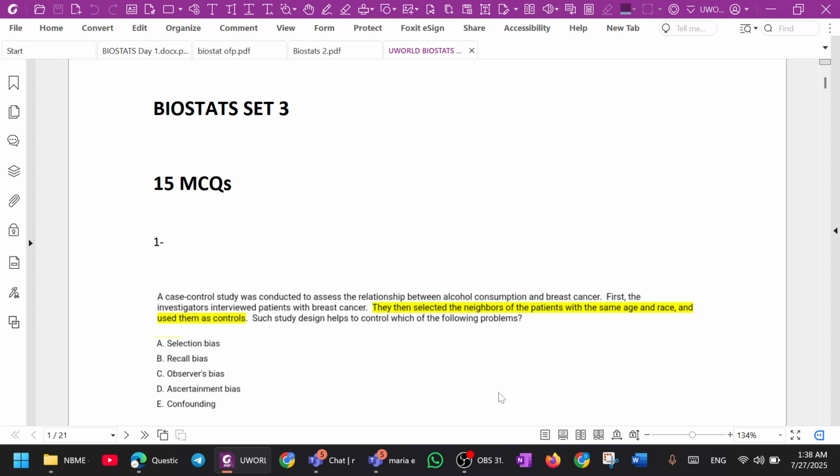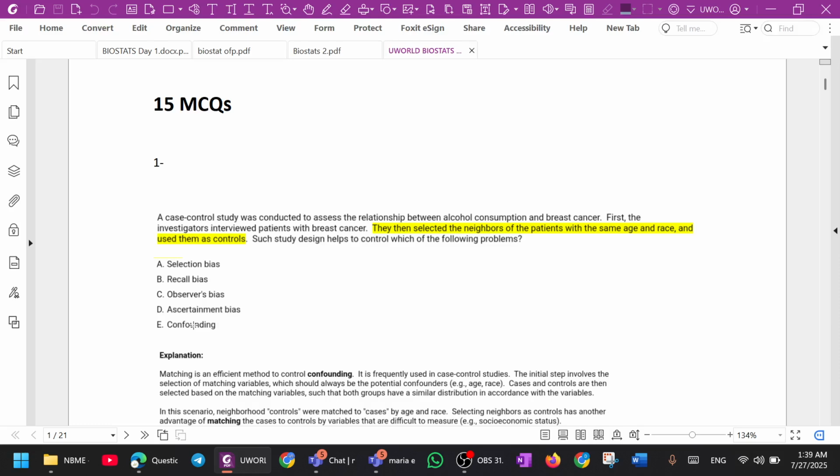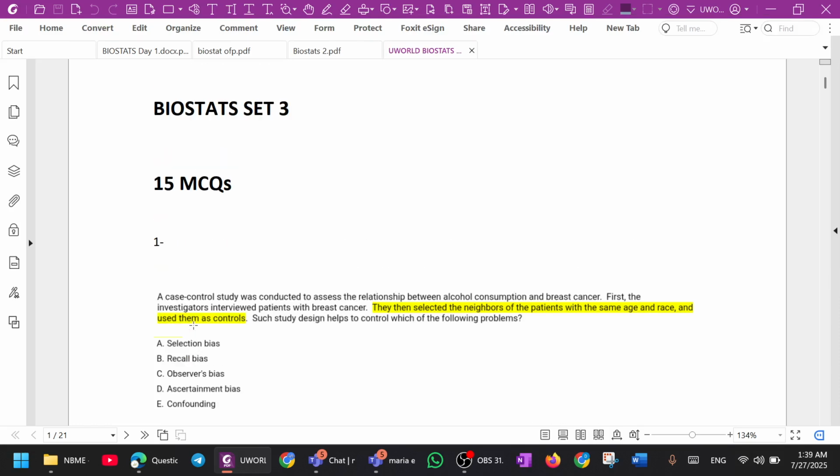Is it observer's bias? Why? Or is it selection bias? I'm not saying yes or no. You tell me why. Why do you think it's observer? Why do you think it's selection?